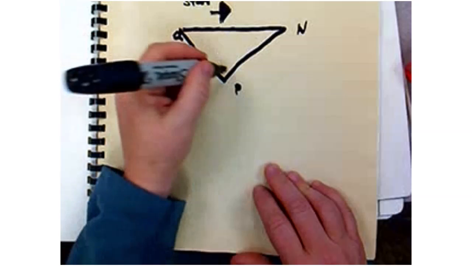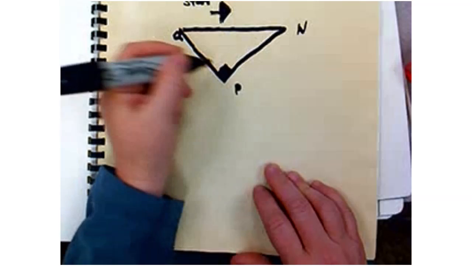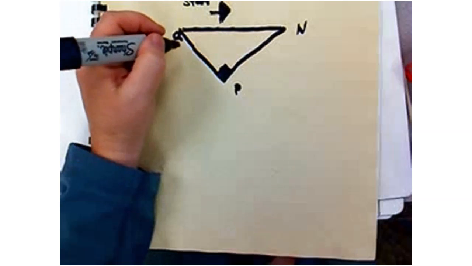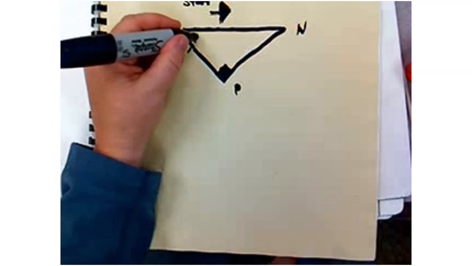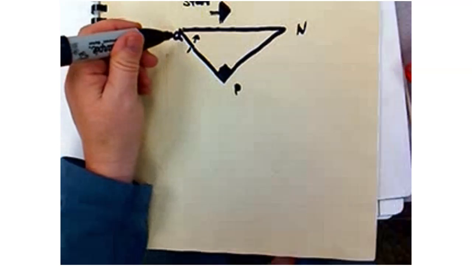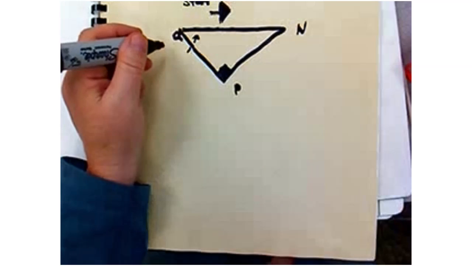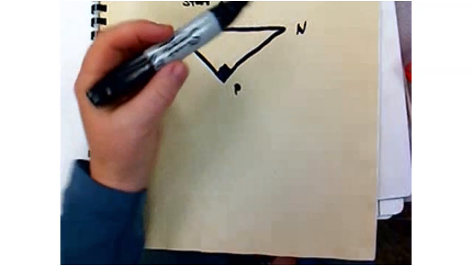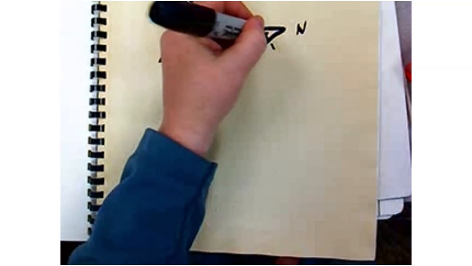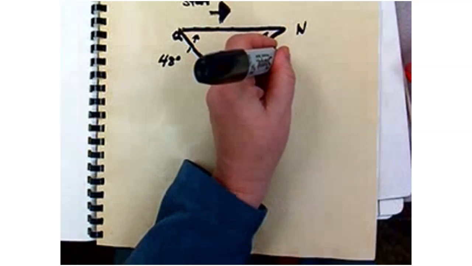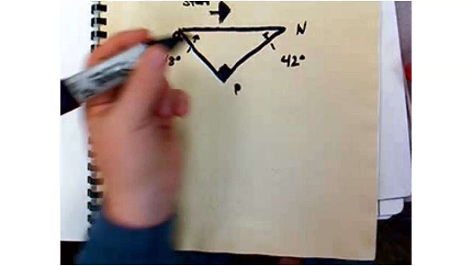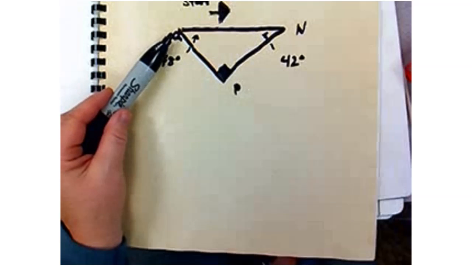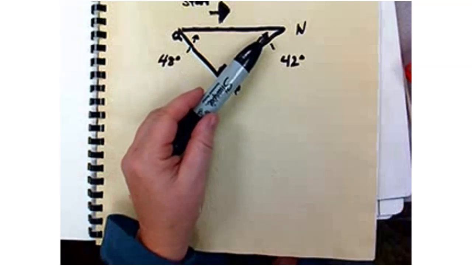At vertex P is a right angle indicator. So how many degrees do you know that is? You should be yelling out 90. At vertex Q, there's a little light arrow line pointing into Q, saying that it is 48 degrees. And then at vertex N, there's a little light line indicator pointing into vertex N saying that's 42 degrees. So you know all the measurements of the angles. Angle P, 90, angle Q, 48, and angle N, 42.